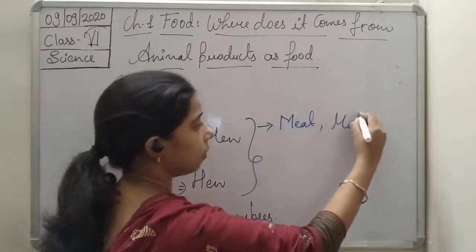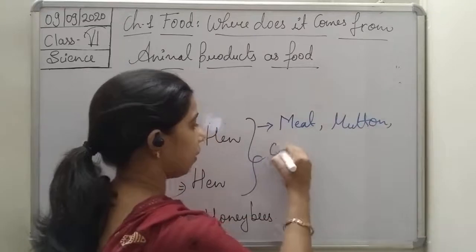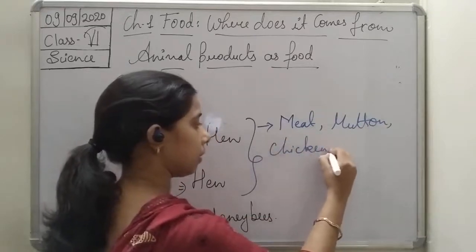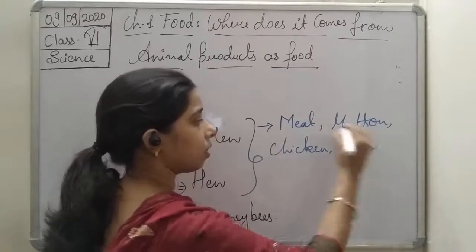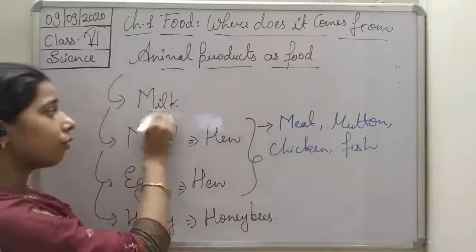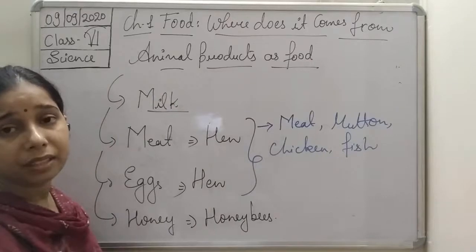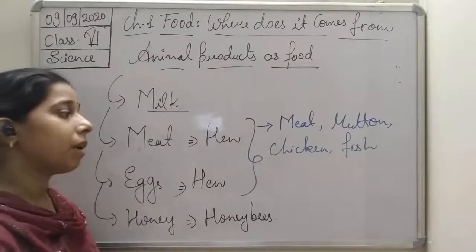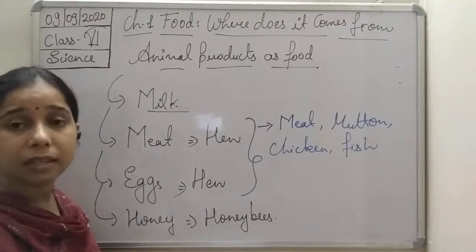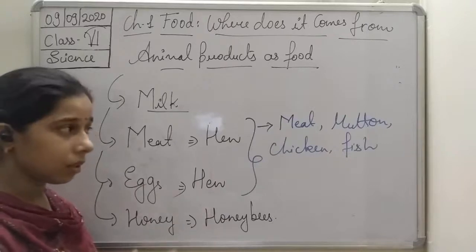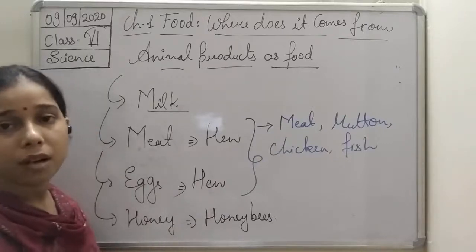It includes mutton, chicken, fish. So other than the milk-giving animals, other animals provide meat to us, and we eat meat in the form of mutton, chicken and fish. So you can say that with the help of this we can prepare different kinds of dishes.